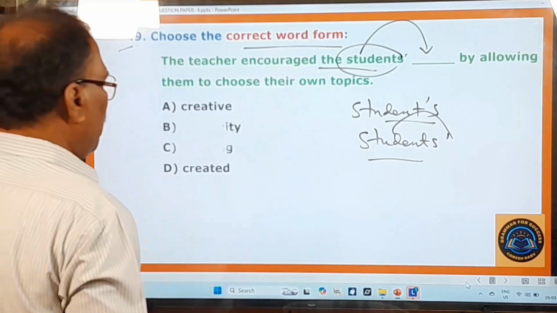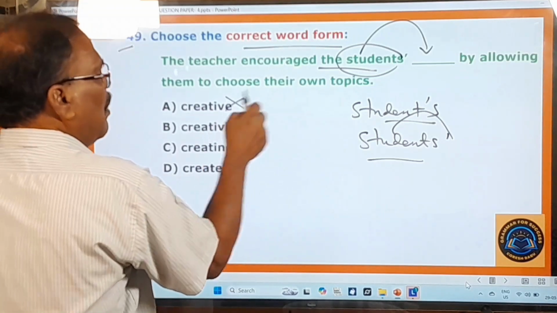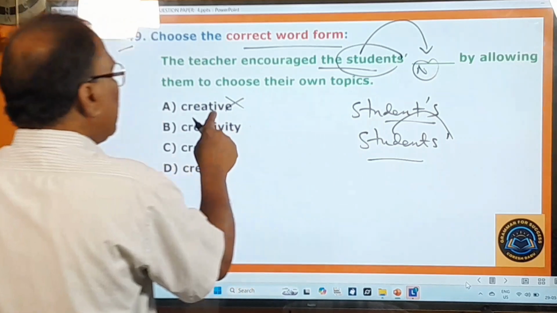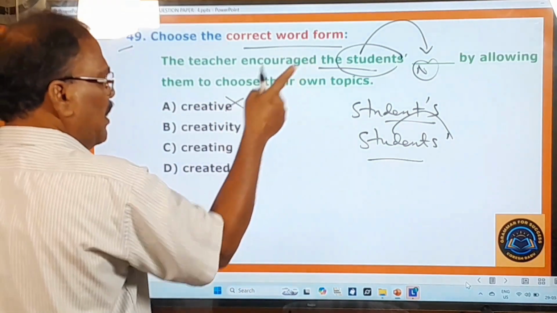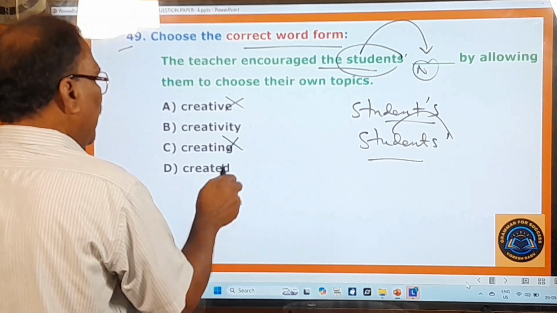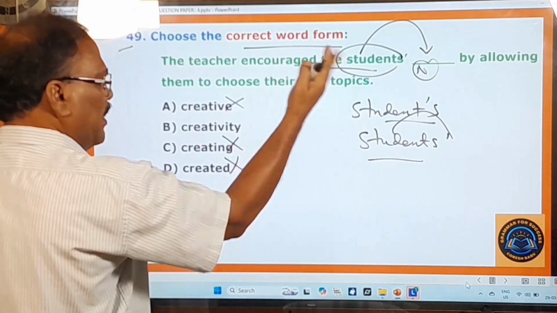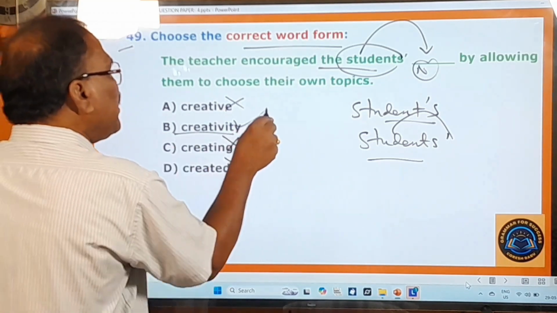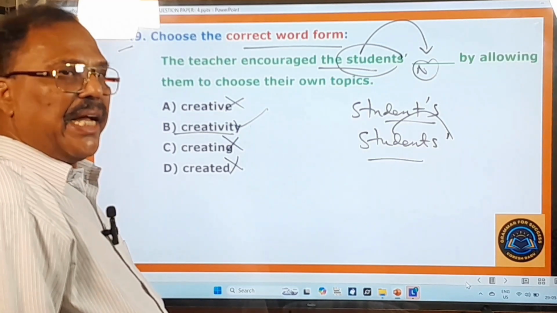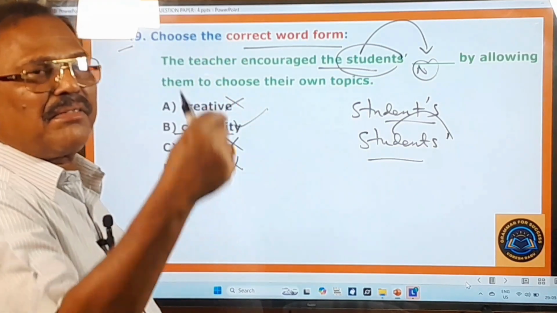So here, the teacher encouraged the students' dash, by allowing them to choose their own topics. What should be used in that blank? Creative, no. Creative is an adjective, therefore it doesn't fit in the blank. Creating, in verb form, doesn't fit in the blank. Created, verb, doesn't fit in the blank. Only creativity. Creativity comes from create.